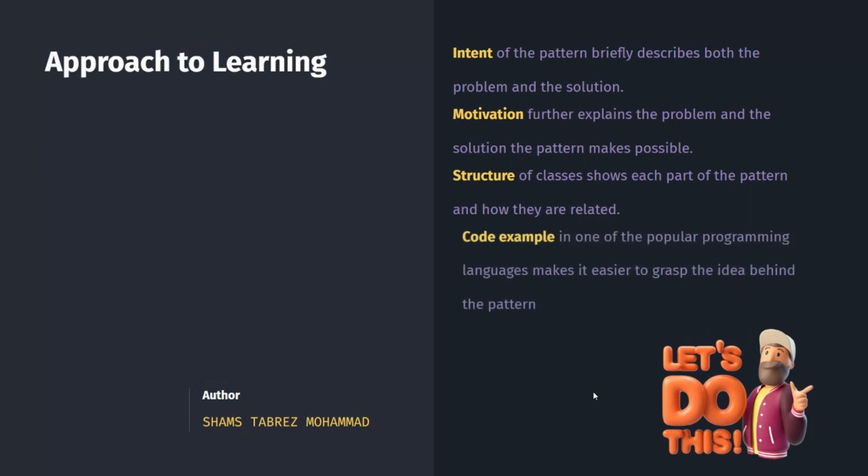And then code examples. Code examples are actual code snippets or illustrations that demonstrate the application of a design pattern in the Java language here. These examples show how to use the pattern to solve real world problems, providing a practical understanding of its implementation. So that will be the approach to learning design patterns as part of this series.